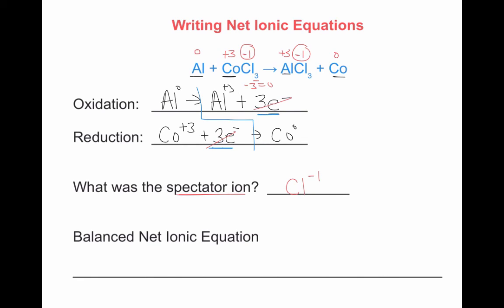You are correct. Finally, the last thing that we're going to do is write the balanced net ionic equation, not including the spectator. That's key. We're not going to include the spectator, so I'm going to write Al0 plus Co plus 3 yields Al plus 3 plus Co0. And as a result, I have written a balanced net ionic equation.